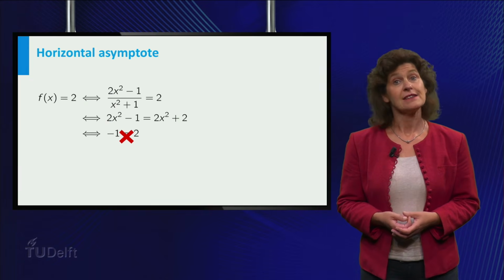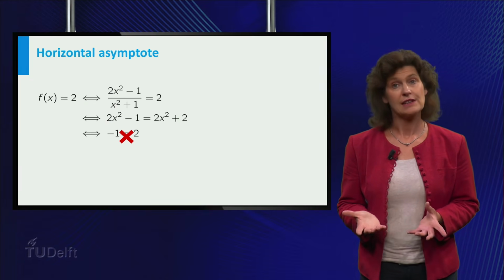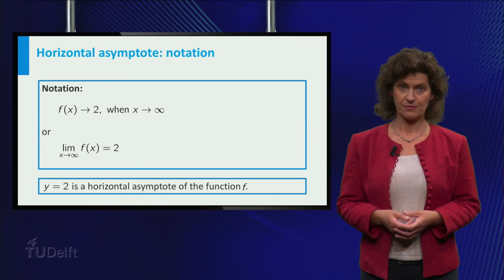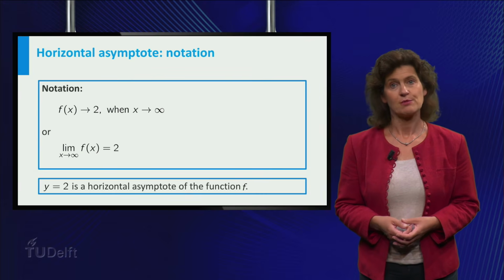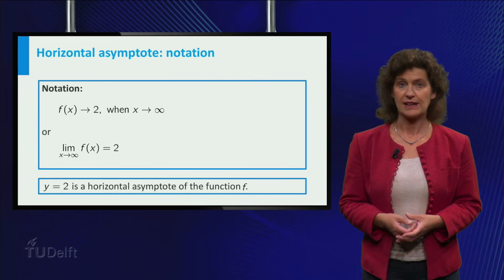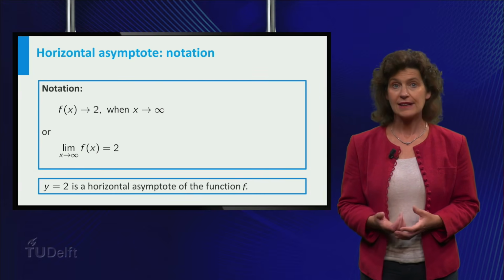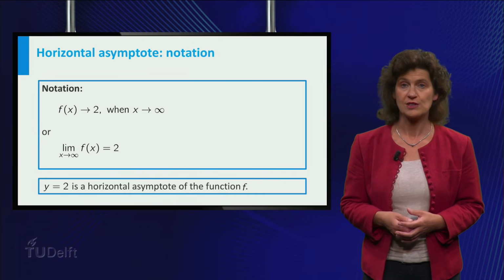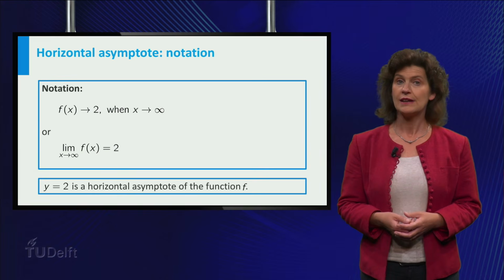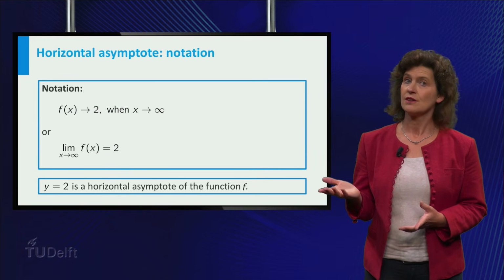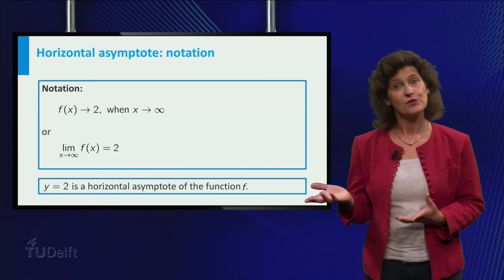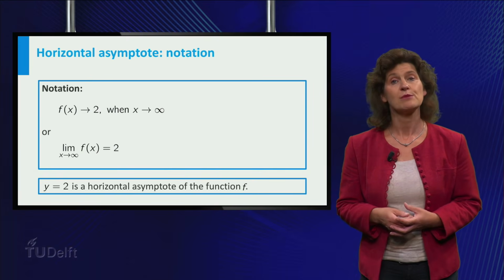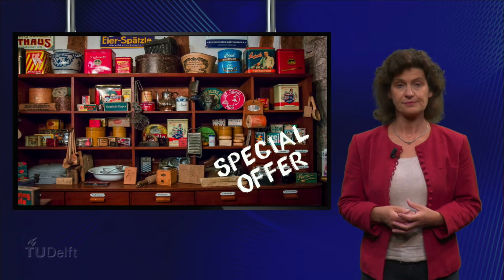So you have seen that f of x will never actually coincide with the line y is equal to 2, but it will come arbitrarily close. To denote this fact mathematically, we say that f of x approaches 2 when x tends to infinity. Or the function f has a horizontal asymptote at y is equal to 2, and you write it like this. Or the limit of x to infinity of f is equal to 2. The definition of this limit will be given in class.